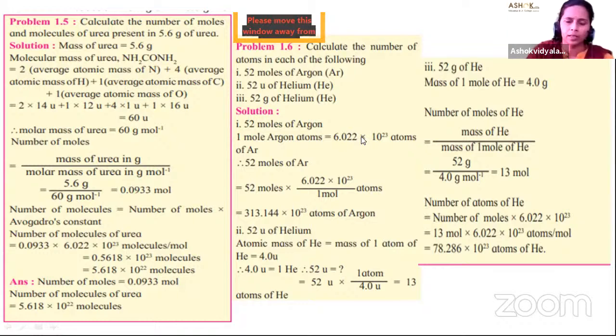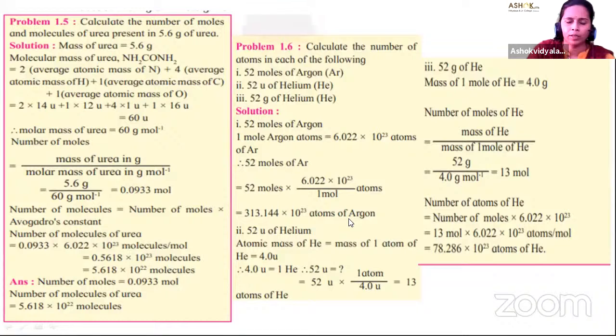Now suppose here argon atom is given. So 1 mole of argon atom is equal to the Avogadro number, that is 6.022 into 10 to 23 atoms of argon. Now here the number of moles is given. So can you calculate the number of atoms? It is just cross multiplication. For 1 mole, it is 6.022. Then for 52 moles, how much? When we multiply 52 into 6.022, we get 313.144 into 10 raised to 23 atoms of argon.